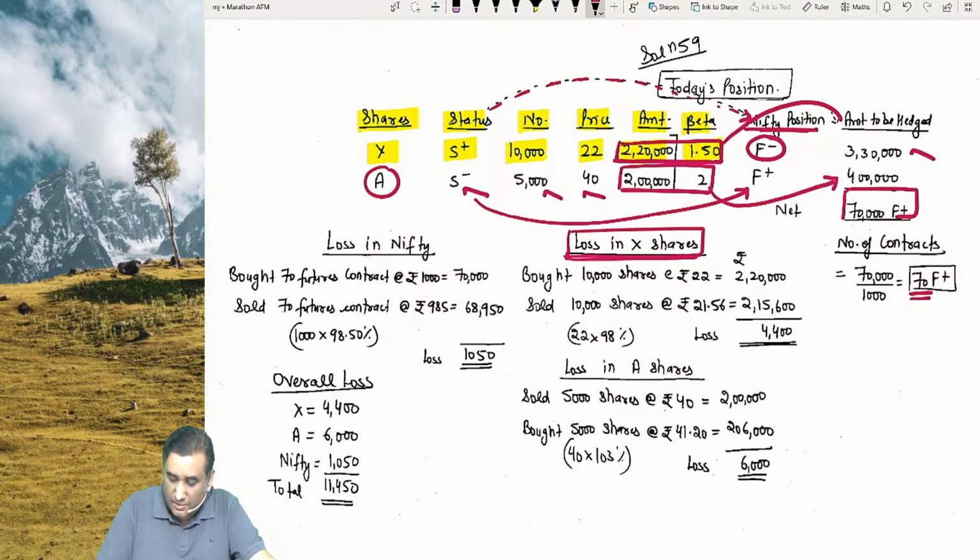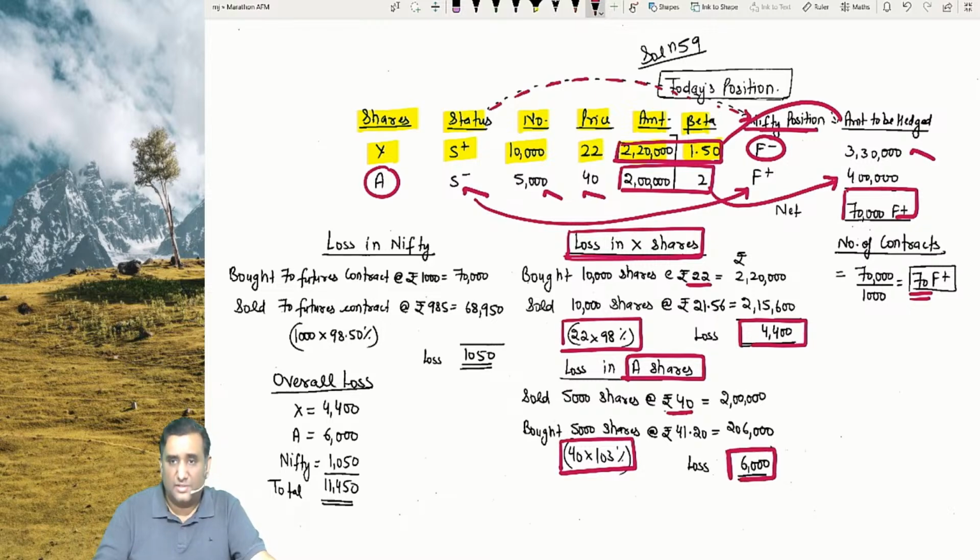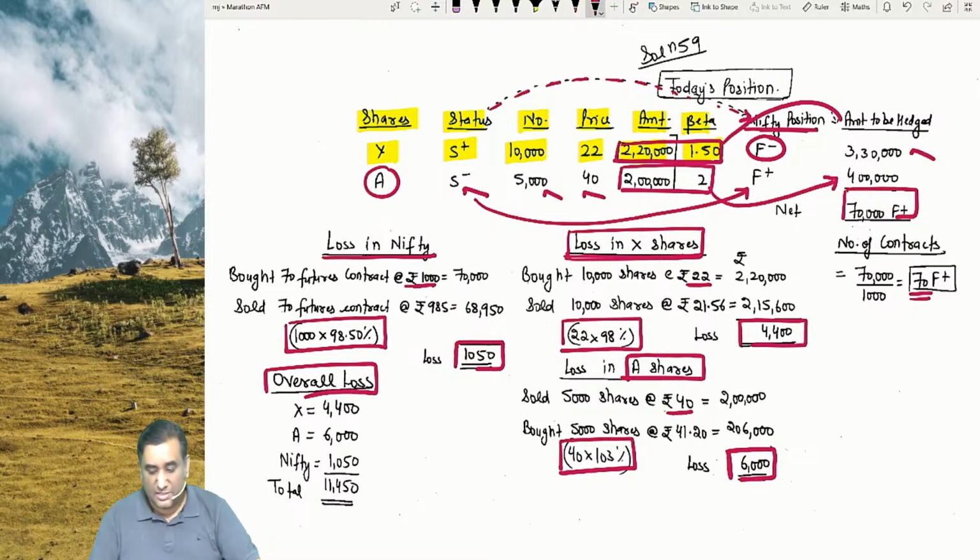Then when we try to put the loss, you can show 22 and the value declined by how much percentage? 2 percentage. The loss is how much? 40. Then the loss in the A shares was 40, 3 percentage, that's 6. And the loss in Nifty 1,000, and how much percentage? 1.5. If you want to show the line chart, it's up to you, but at least you will have to show how 70,000 Nifty came in. Maybe you can just write in words that with respect to X Limited, Nifty is minus, with respect to A Limited plus, net position, and then exactly this individual question comes on this part.